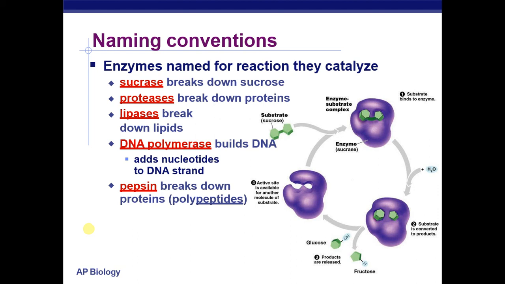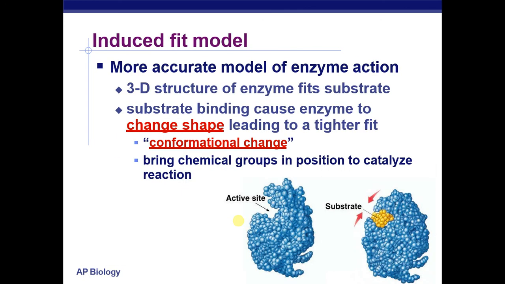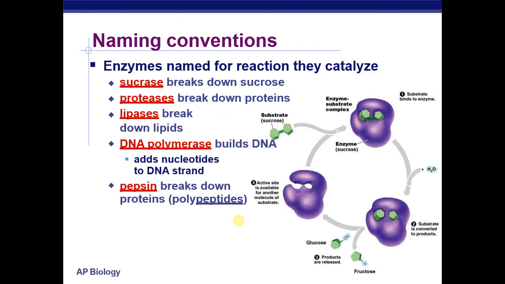Right, enzymes are kind of named for the reaction they catalyze, and you will usually find that they end in ASE. So most of them end with an ASE, like sucrase and protease and lipase and polymerase, but not all of them do. Some, like pepsin, break down proteins and polypeptides. But most of the time, if you see it ends with an ASE, that's going to be an enzyme.